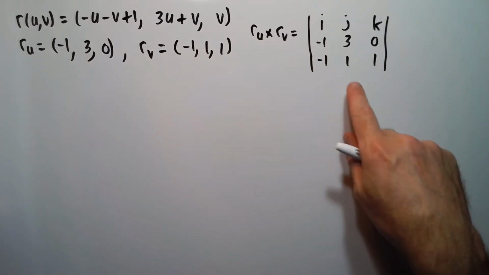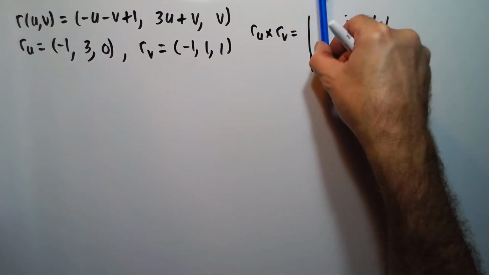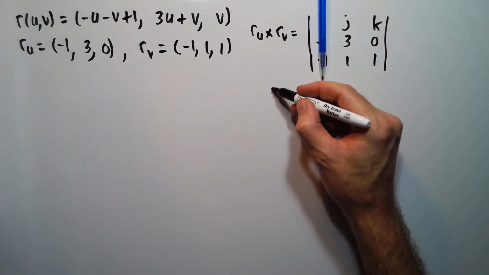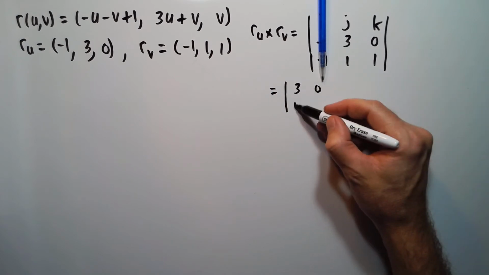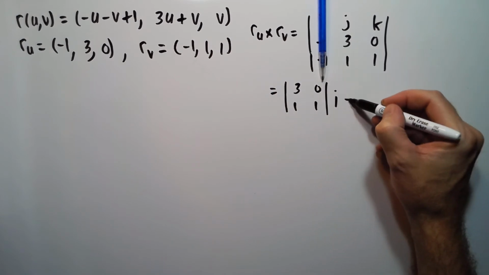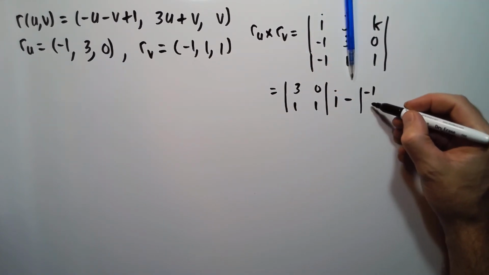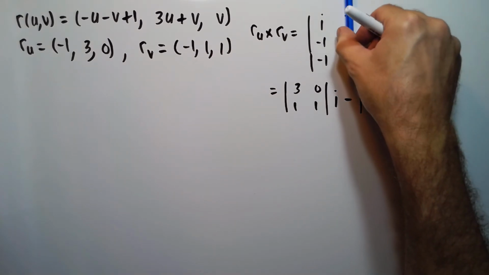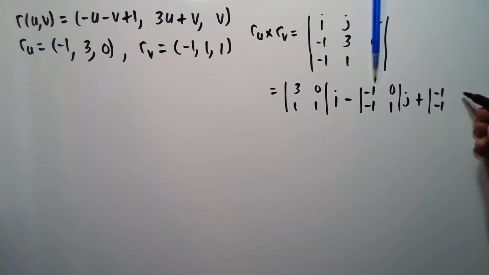Okay, so here's my definition of cross product. We're doing R_u cross R_v. Let's do the i guy first. So it will be 3, 0, 1, 1, i, then minus the j one next. So it'll be minus 1, 0, 1, j, and lastly do the k. So it'll be minus 1, 3, 1, k.